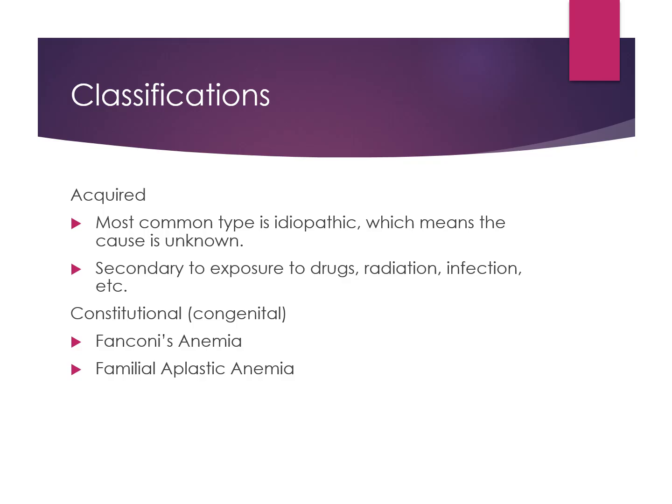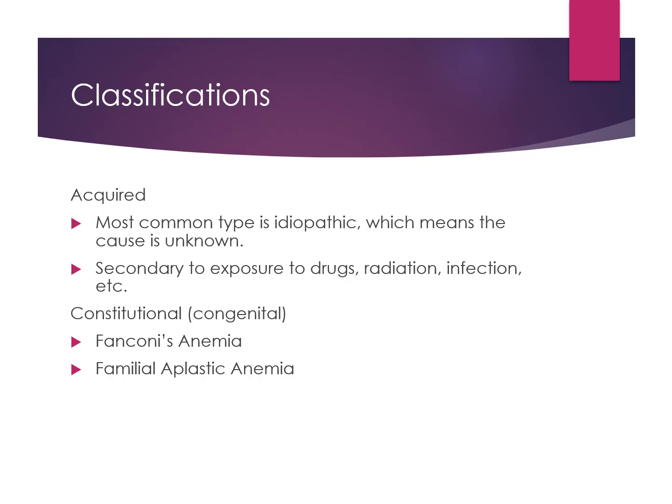With regard to aplastic anemia, we really have two classifications. We have acquired and constitutional or congenital. Now, the most common type of aplastic anemia is idiopathic. That just means we don't know what causes it. We don't know why someone develops aplastic anemia.